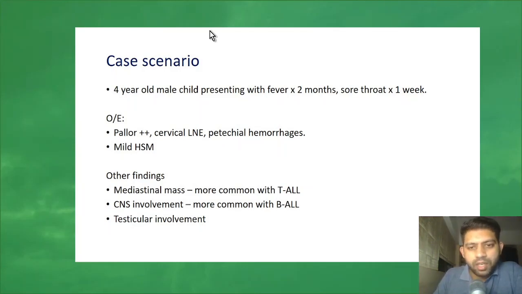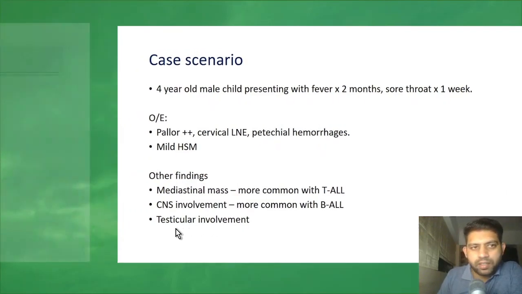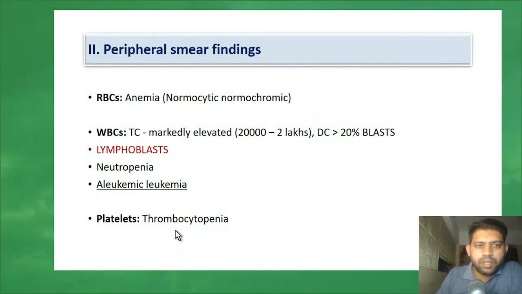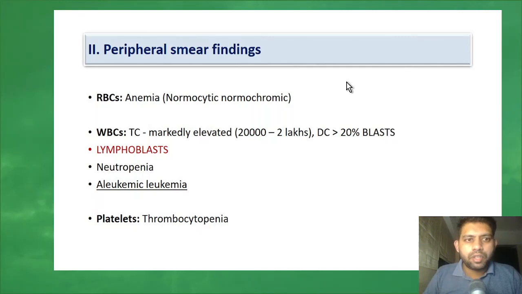Another important thing is T-ALL can present as a mediastinal mass, and CNS involvement is pretty common in B cell ALL. Testicular involvement can occur in ALL. What does the pathologist see? How is it diagnosed? He can probably see anemia. Anemia is usually present. There will be marked elevation of WBCs.